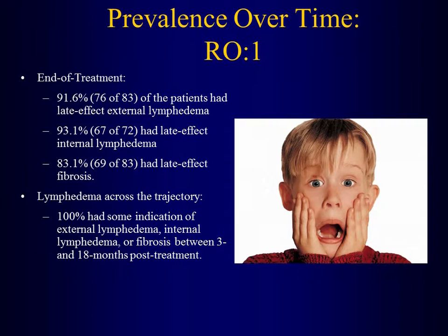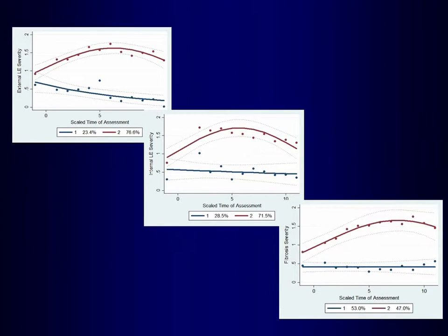What we found was that at the end of treatment, 71.6% of patients had developed late effect external lymphedema, 93% had developed internal lymphedema, 83% had both, and then 100% of patients at some point in time had lymphedema and/or fibrosis. So 100% of patients at some point in time had either lymphedema or fibrosis.